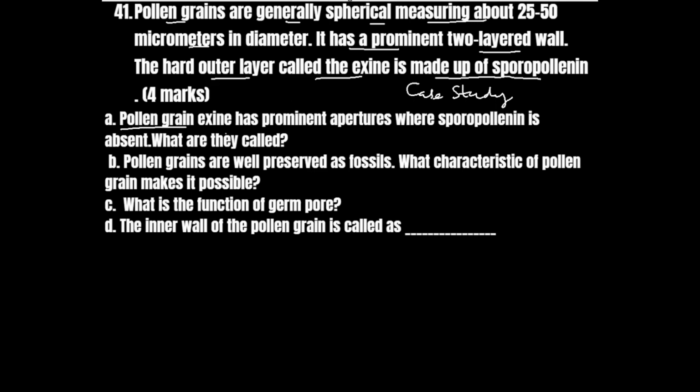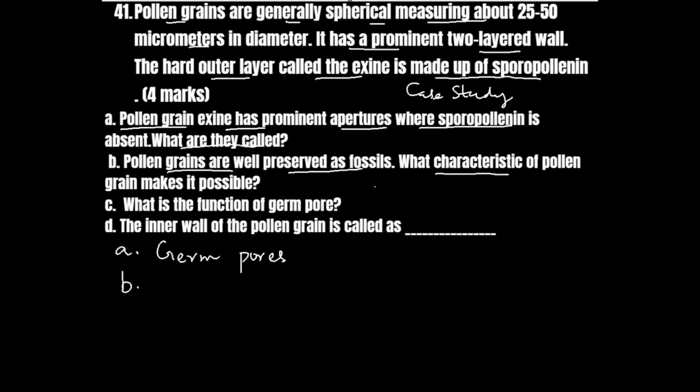Question: pollen grain exine has prominent apertures where sporopollenin is absent. What are they called? So option A answer is those are called germ pores, because it is through this only pollen tube comes out.